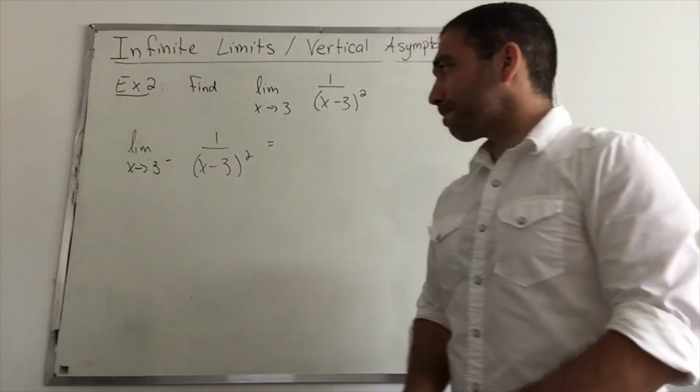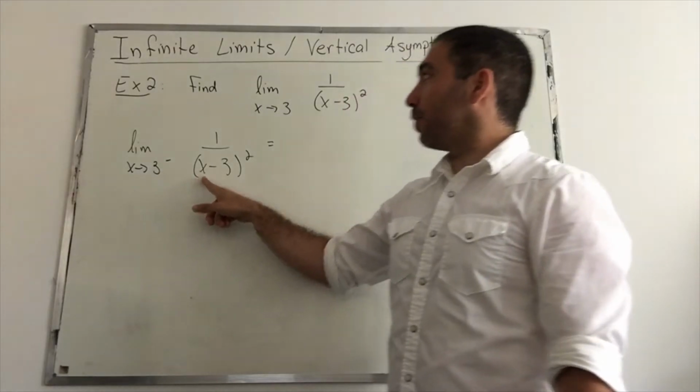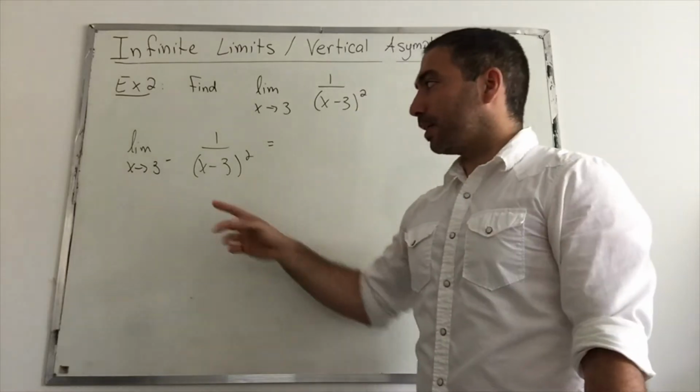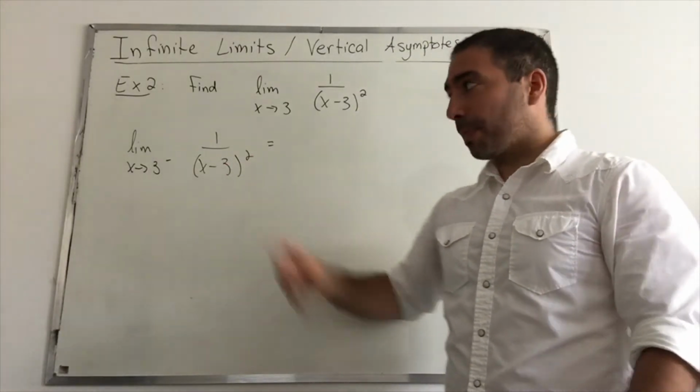So if you're allowed to use a calculator, substitute your x with, instead of 3, a number that's slightly smaller than 3. You could plug in something like 2.9 or 2.9999, substitute it into here, and see what you get.